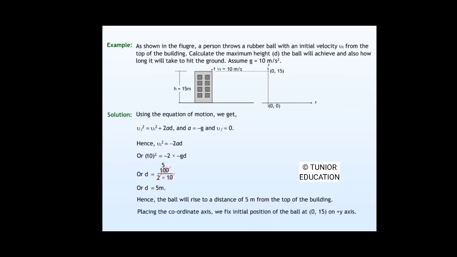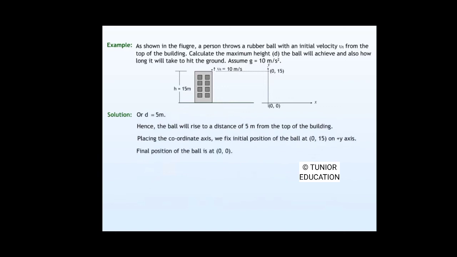Placing the coordinate axis, we fix the initial position of the ball at (0, 15) on the positive y-axis. Final position of the ball is (0, 0). Hence, yf equals yi plus vi t plus half a t square, or 0 equals 15 plus 10t minus half g t square, or 5t square minus 10t minus 15 equals 0, or t square minus 2t minus 3 equals 0, or t equals 3 or t equals minus 1. Hence, t equals 3 seconds.